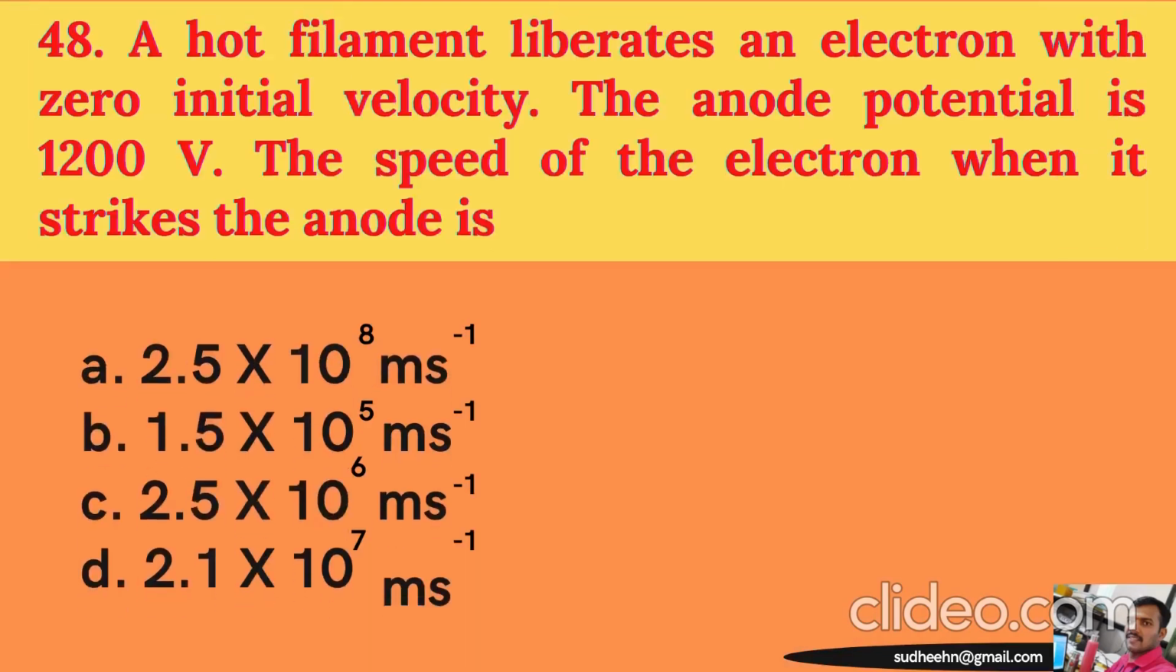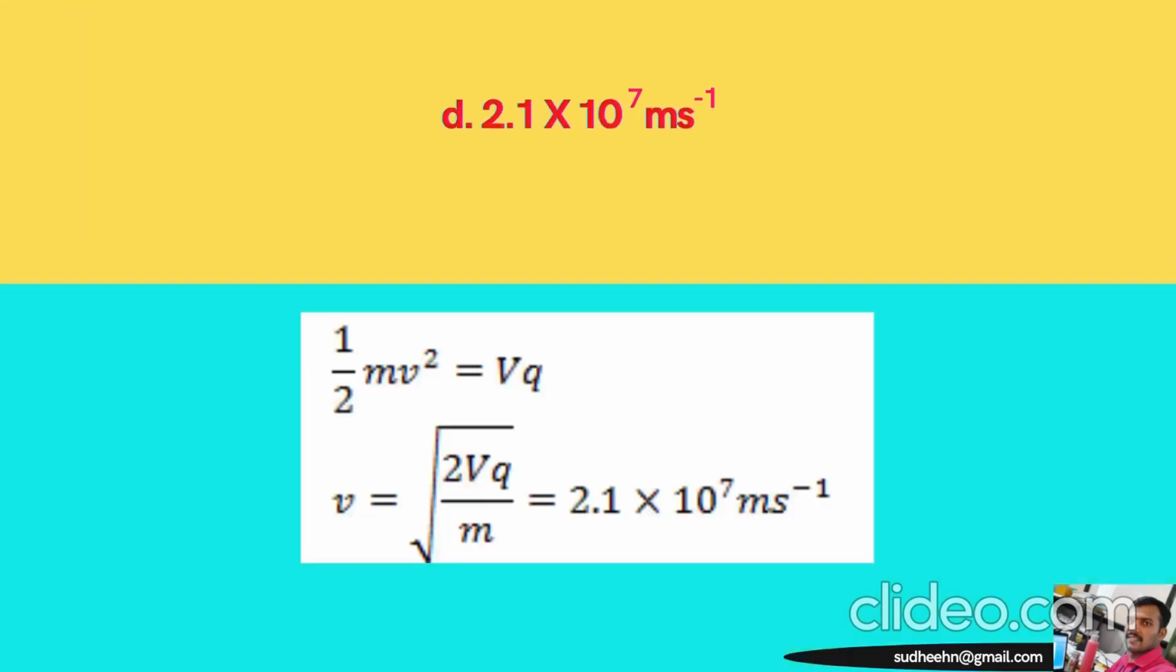Question number 48. A hot filament liberates an electron with zero initial velocity. The anode potential is 1200 volts. The speed of the electron when it strikes the anode is: option A, 2.5 into 10 raised to 8 meter per second; 1.5 into 10 raised to 5 meter per second; 2.5 into 10 raised to 6 meters per second; and 2.1 into 10 raised to 7 meters per second. And the right answer is option D, that is 2.1 into 10 to 7 meter per second. Here we use the kinetic energy equation, half mv square equal to potential into charge q. By simplifying that, we get v equal to 2.1 into 10 to 7 meter per second.